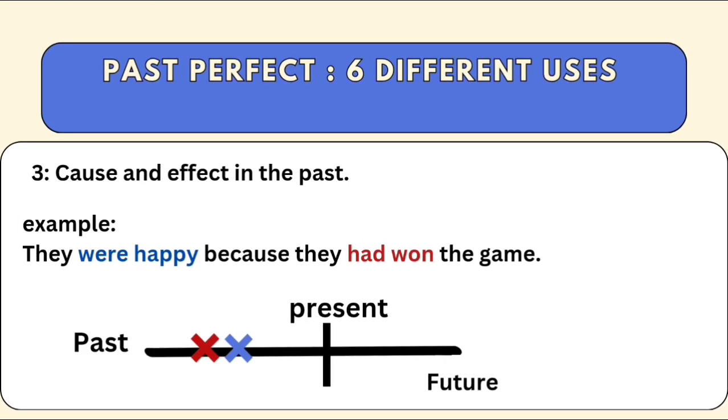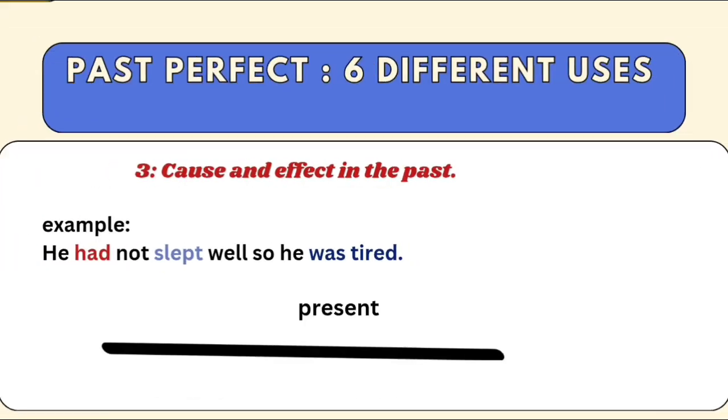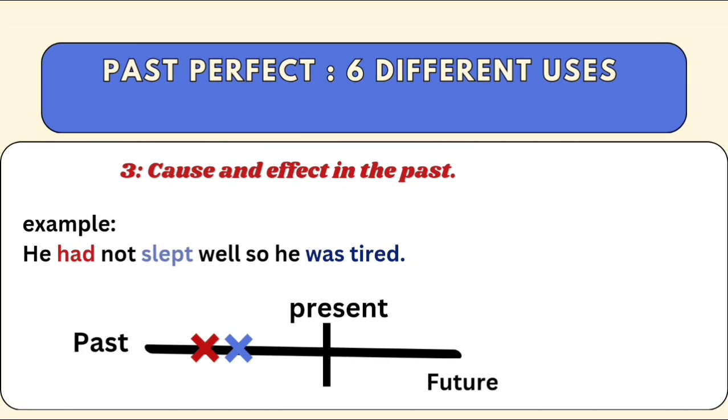Cause and effect in the past is also a similar pattern. They were happy because they had won the game. So they won the game first, and then the second event was they were happy. But the second one is an effect of the first one. Another example. He had not slept well, so he was tired. So not sleeping well was first, and then the result or the effect was he was tired.